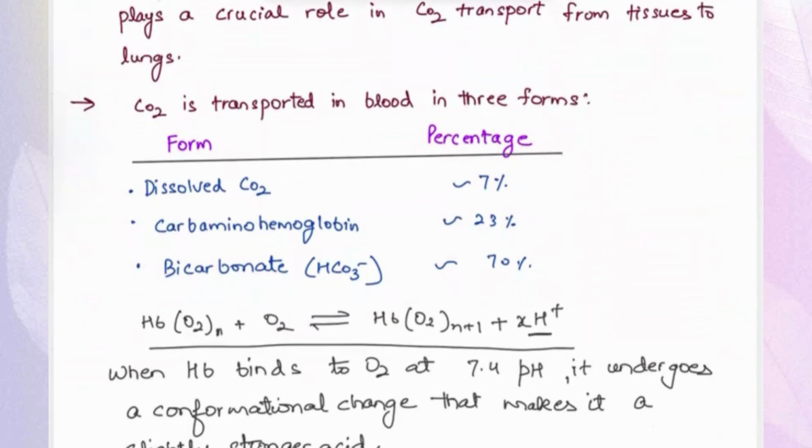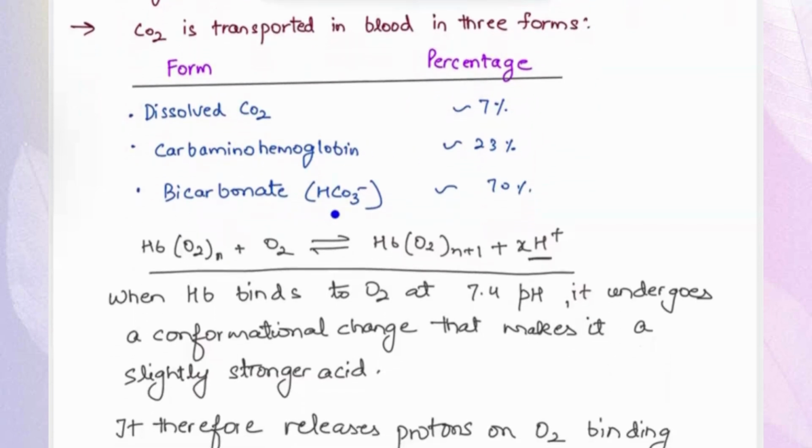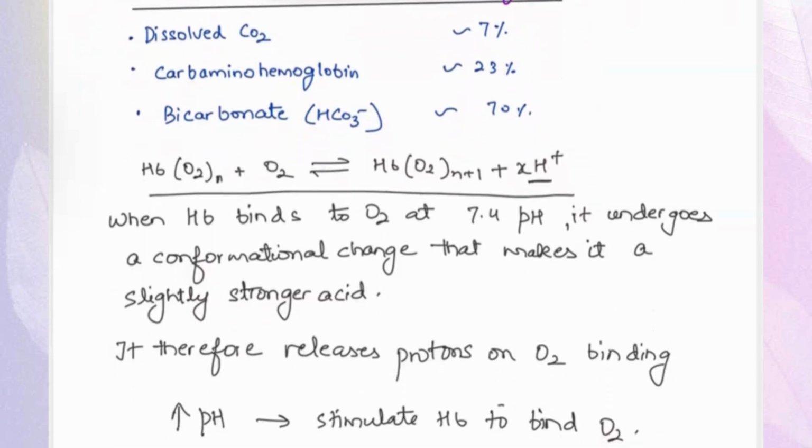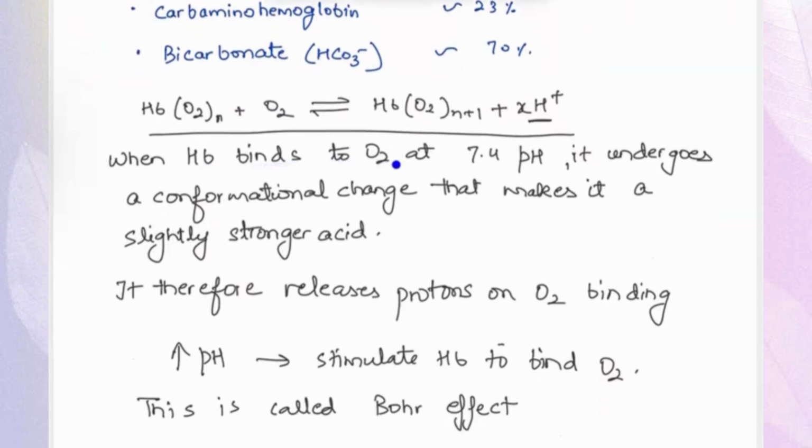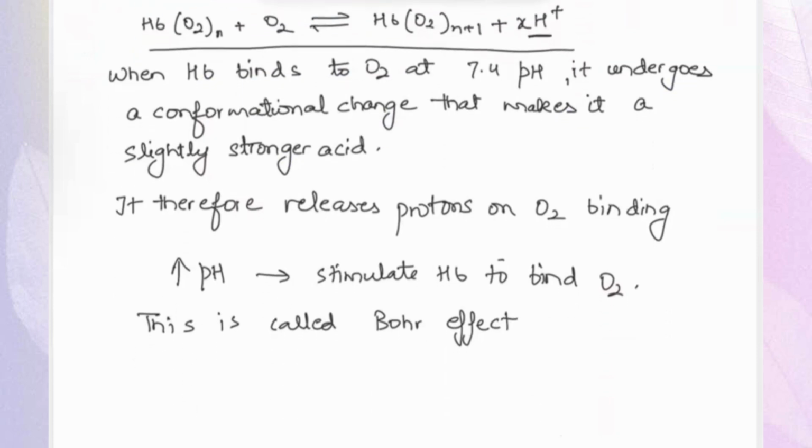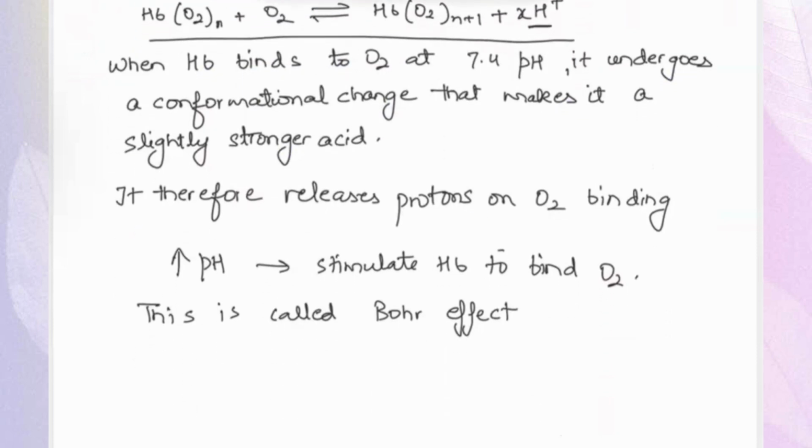Carbon dioxide is transported in blood in 3 forms: dissolved carbon dioxide, 7%; carbaminohemoglobin, 23%; and bicarbonate, 70%. When hemoglobin binds to oxygen at 7.4 pH, it undergoes a conformational change that makes it a slightly stronger acid. It therefore releases protons on oxygen binding and pH increases, which stimulates hemoglobin to bind to oxygen. This is called the Bohr effect.